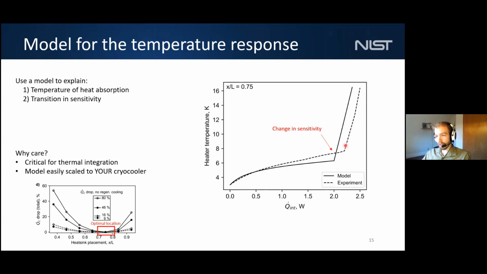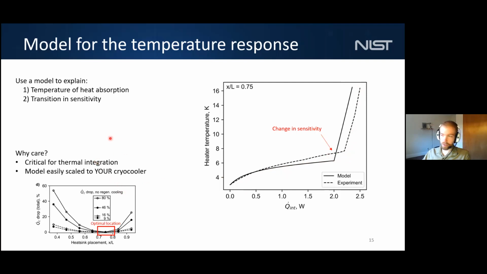And qualitatively, our model does very well for matching the experimental data. And what we're doing with this model is we're predicting the temperature of heat absorption, and we're also predicting this change in sensitivity. You can see that for the first 2 watts of heat applied, the heater temperature is relatively insensitive, and then there's a dramatic increase in the sensitivity.